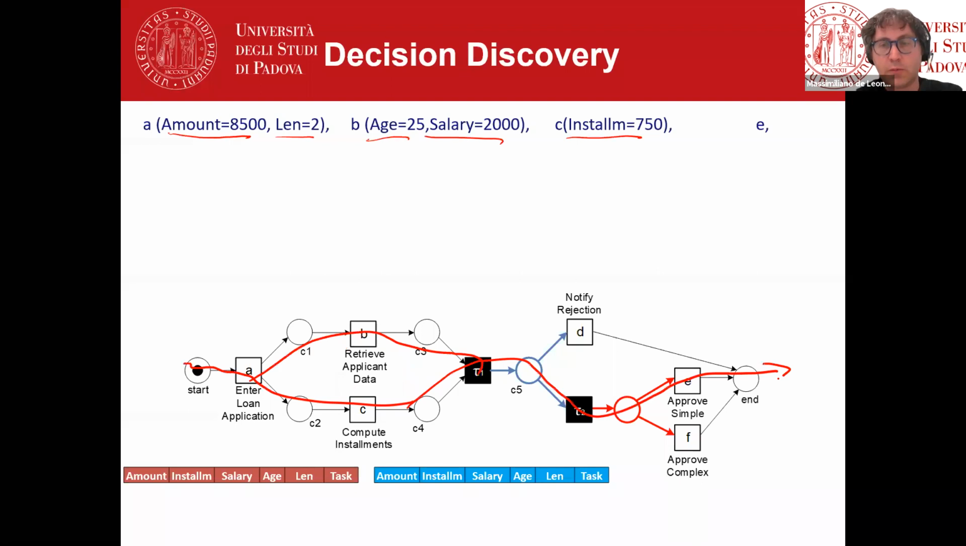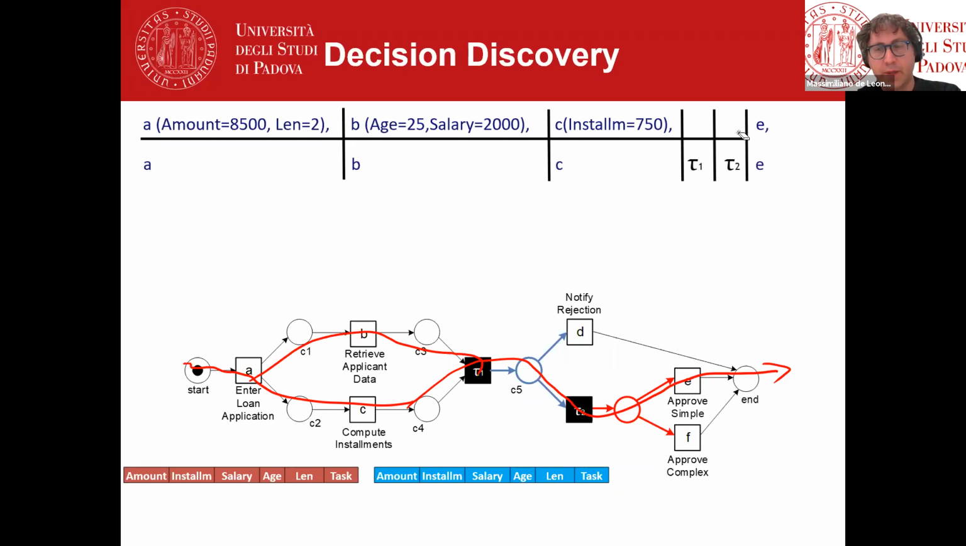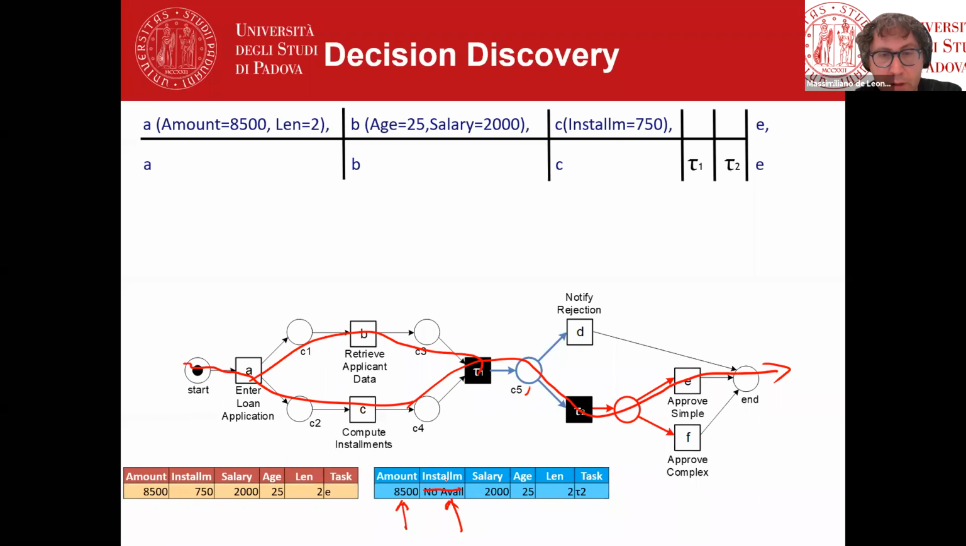Now I need to learn the guards using this information. First, I compute the alignments, the control flow alignments. I cannot compute the multi-perspective ones because the model only contains control flow. Then I observe that when I reach, for example, the blue decision point, the amount is 8,500, the installment is 750, the salary is 2,000, the age is 25, and the length is 2. In this condition, I went for a tau 2. And similarly, in the same conditions, for the red decision point, I went for E.